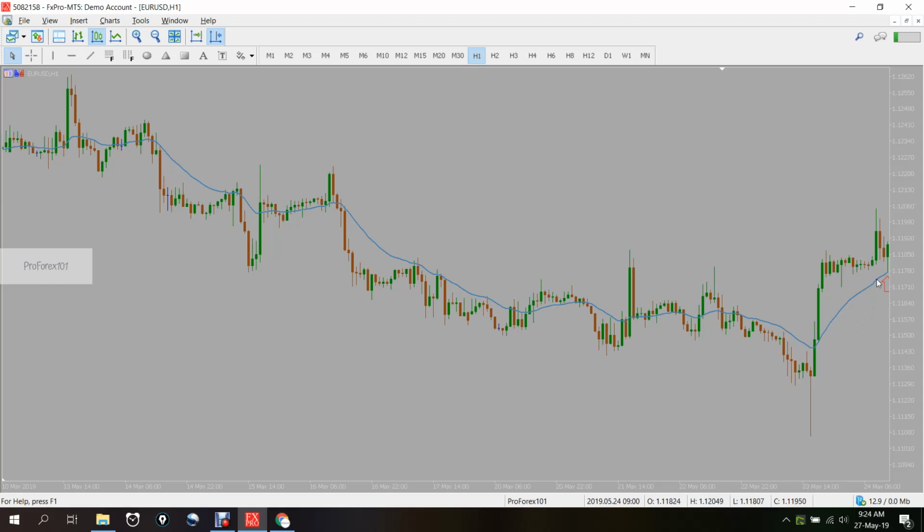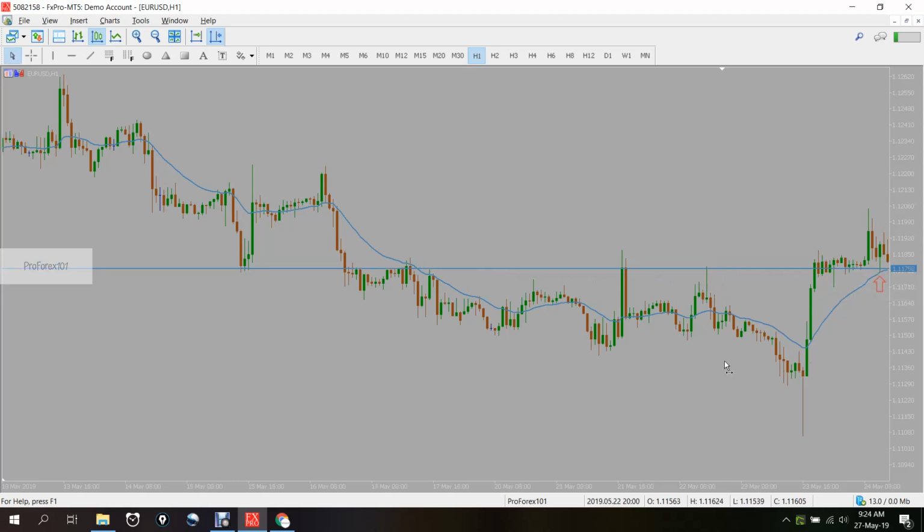So you see how the MA will help you. And then this will be the support resistance area that we drew. Look at how the market came back to the area.